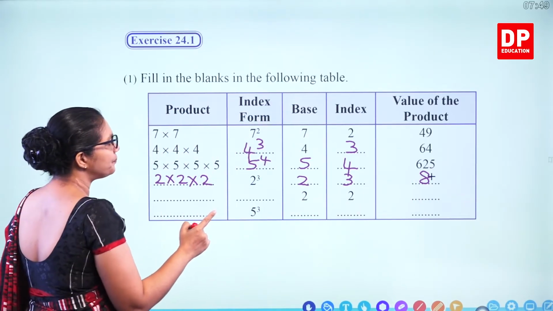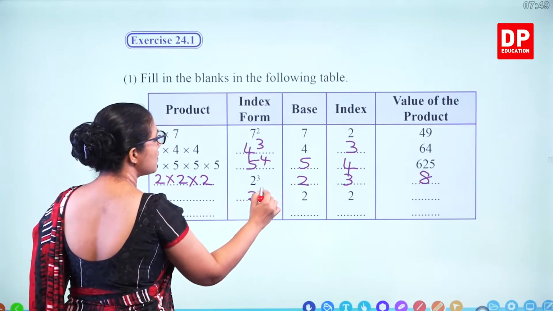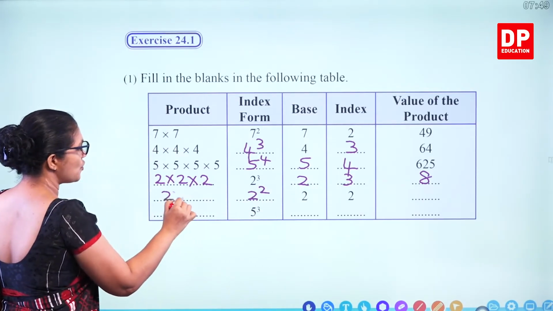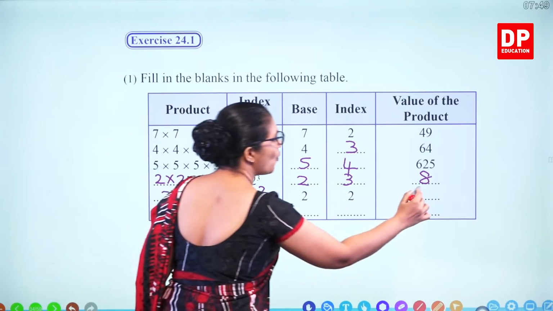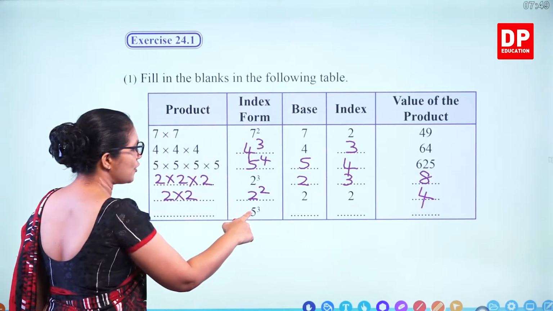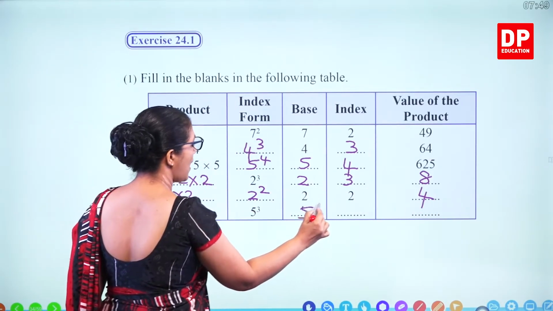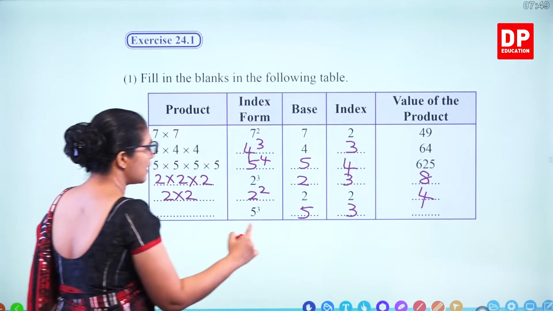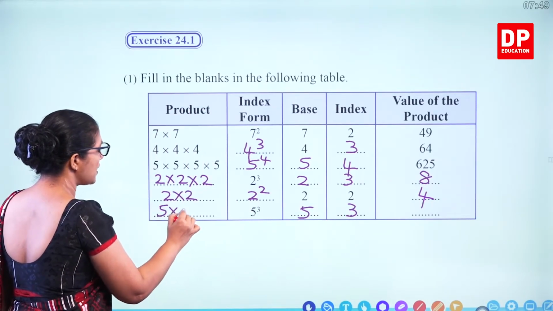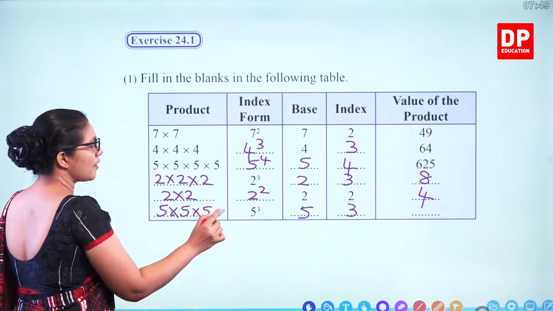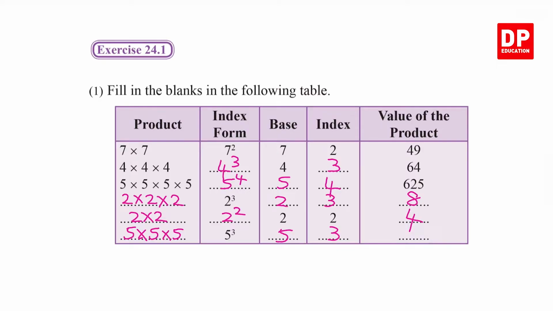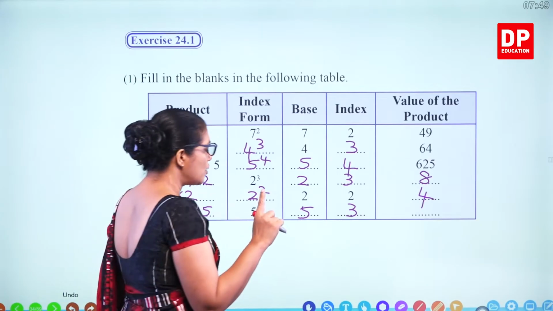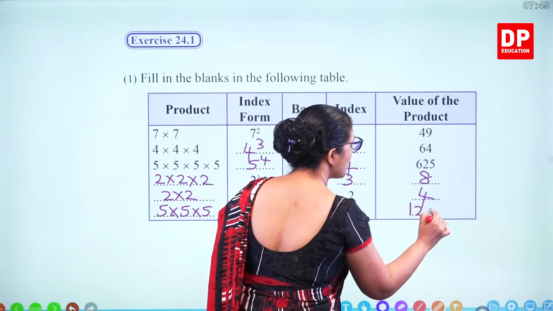Base is 2, power is 2. 2 times 2, that's 4. Here 5 to the power 3 means base is 5, index is 3. So 5 times 5 times 5. And what's the value of 5 to the power 3? 5 times 5, 25. 25 times 5, 125.